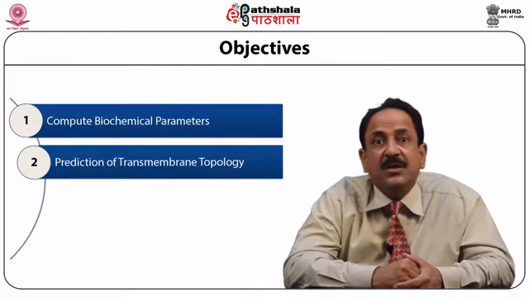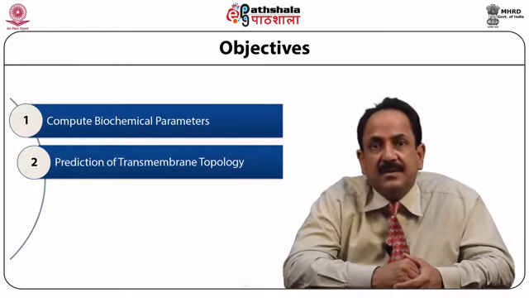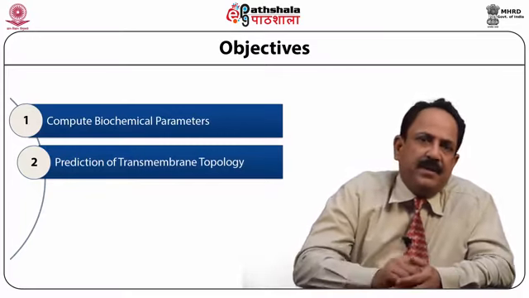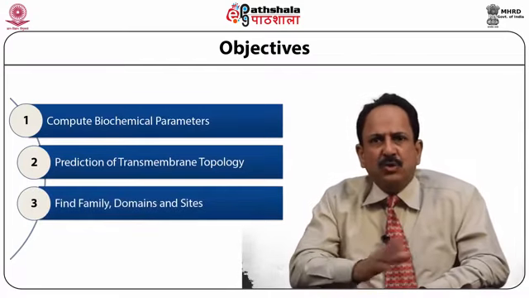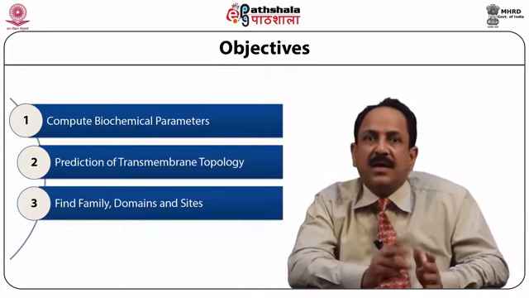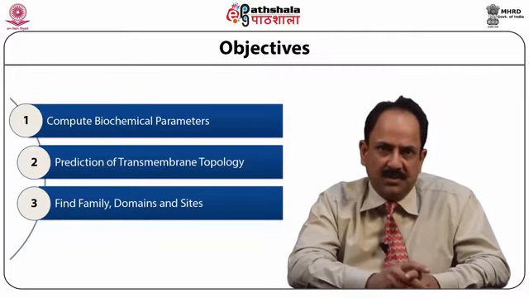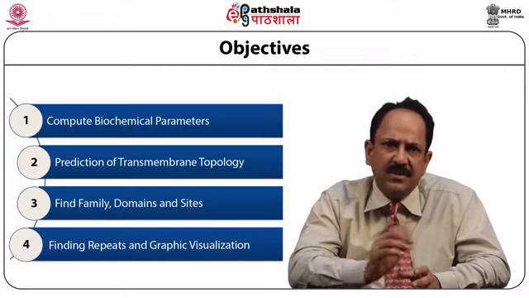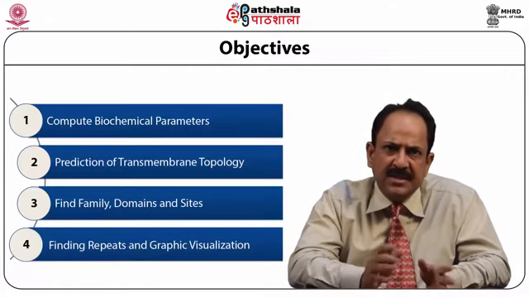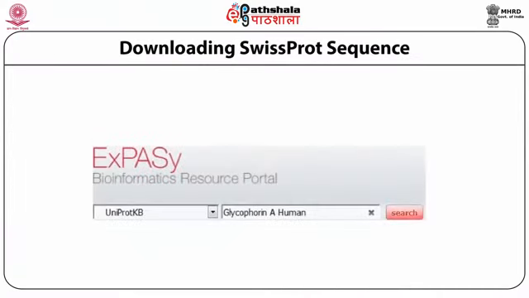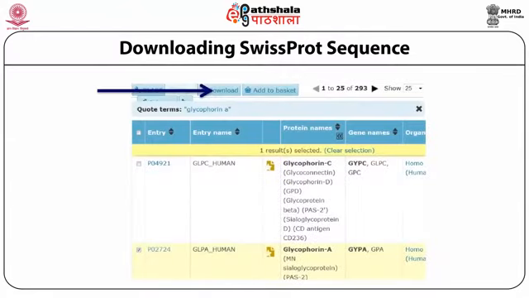And prediction of transmembrane helix serves to detect anchoring of proteins in the cell membrane. Finding families, domains, and sites gains in significance for assigning function to the protein sequence. Finally, finding repeats and their graphic visualization enables us to understand their important functions within the cell. First of all, let us download a sequence from database for computing biochemical parameters.